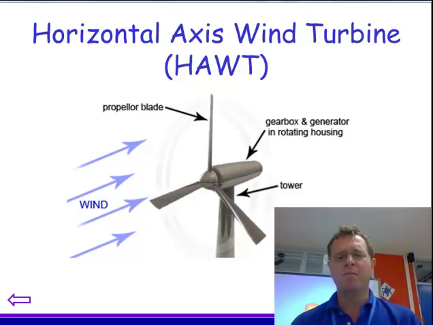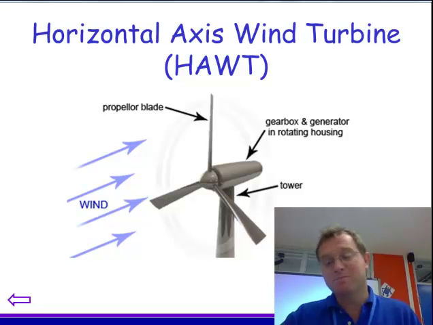The one that you're probably most familiar with looks a lot like this. There's a propeller blade and the wind causes it to spin around, and at the back there's a gearbox and a generator, so the rotation of the blades causes the rotation required inside a generator for the production of electricity. This is known as a horizontal axis wind turbine, or HAWT.